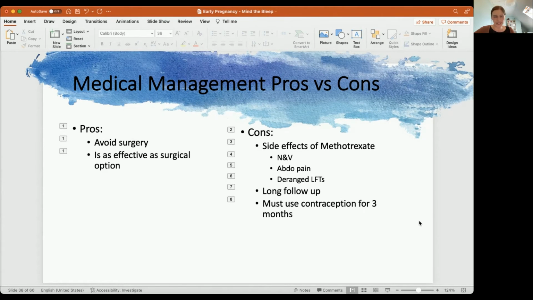And if they've had methotrexate, they must use contraception for 3 months afterwards, because of how it works, which is to destroy the fast-dividing cells of the pregnancy. So it's going to be teratogenic for any new pregnancy as well. Some people, if they are desperate to get pregnant right now, then the 3 months is too long for them to wait. They don't want to do that.